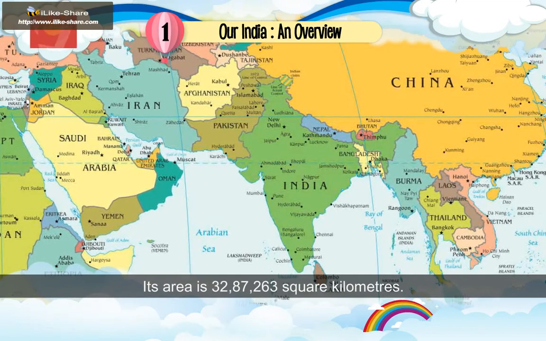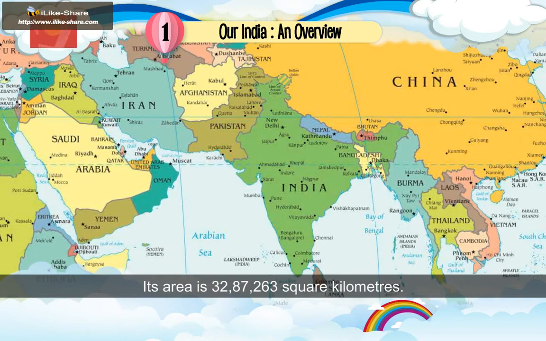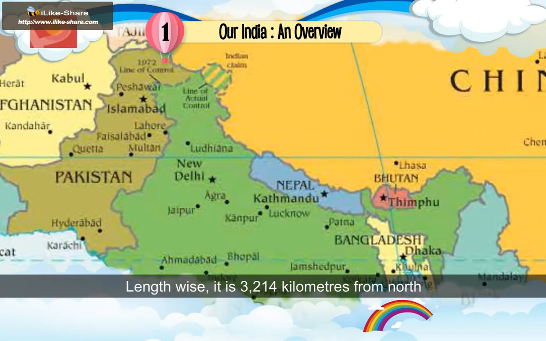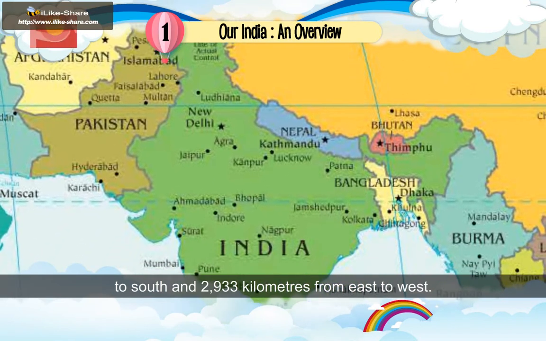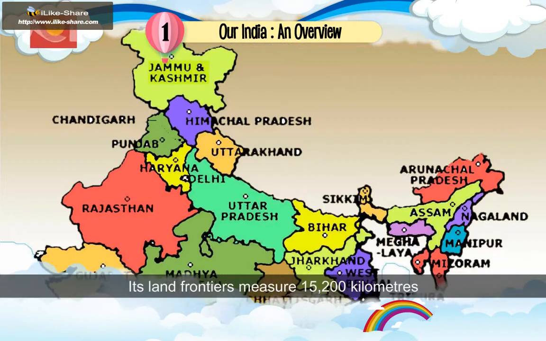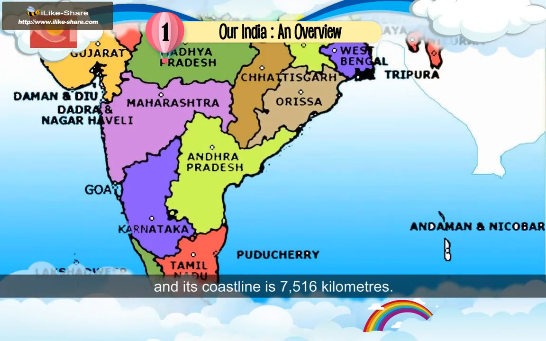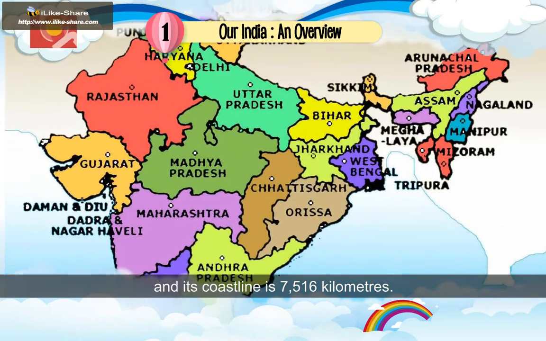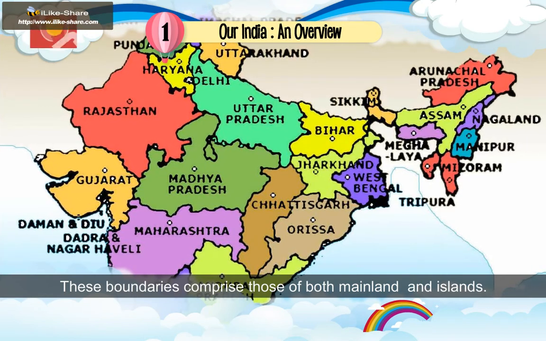Its area is 32,87,263 square kilometers. Lengthwise, it is 3,214 kilometers from north to south and 2,933 kilometers from east to west. Its boundaries are both land and sea. Its land frontiers measure 15,200 kilometers and its coastline is 7,516 kilometers. These boundaries comprise those of both mainland and islands.